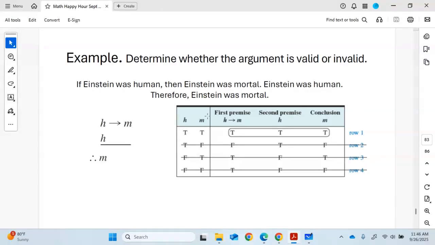And then I went ahead and did the table. So my only 2 variables are H and M. So I have all of the values. Notice that I have true, true, true, false, false, true, false, false. And then I put all of my premises.